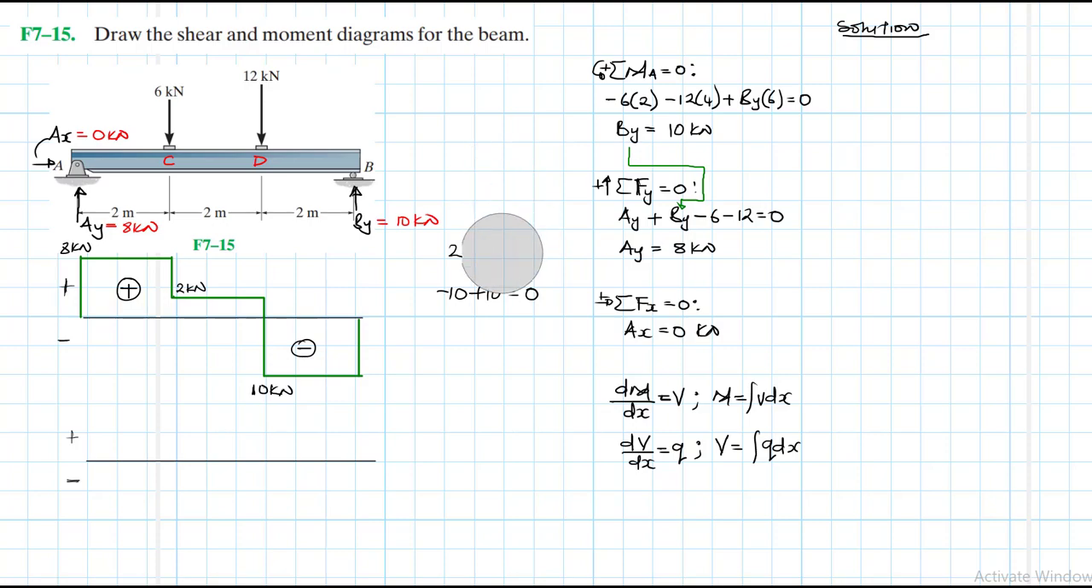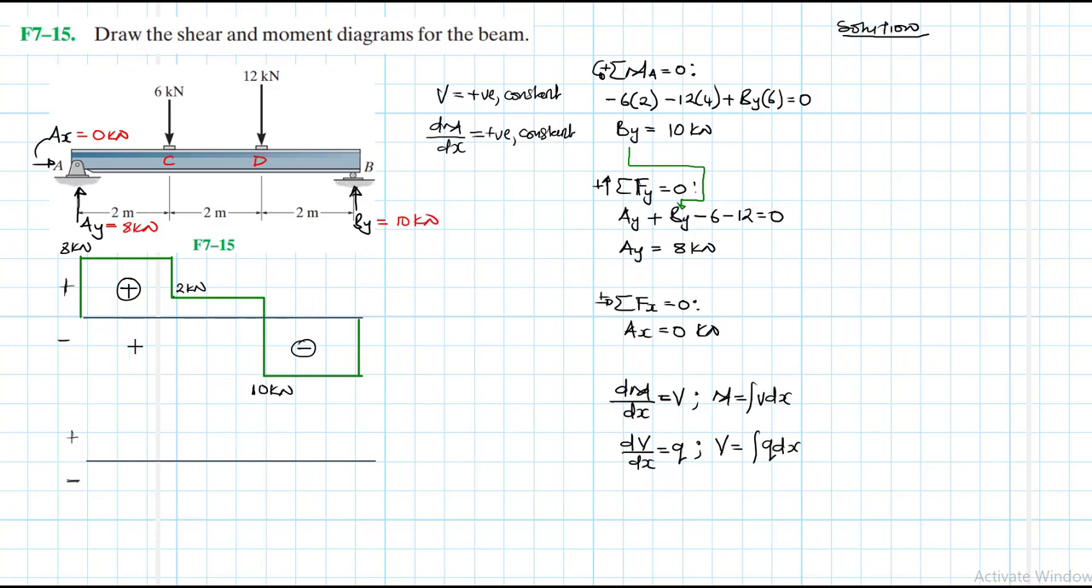Let's plot the other part. Again, we are going to use the same differential equations, but we'll be using shear to relate it to the moment. From A to C, our shear is positive 8, and it is constant. Therefore the slope of our moment, dM/dx, will also be positive and constant.